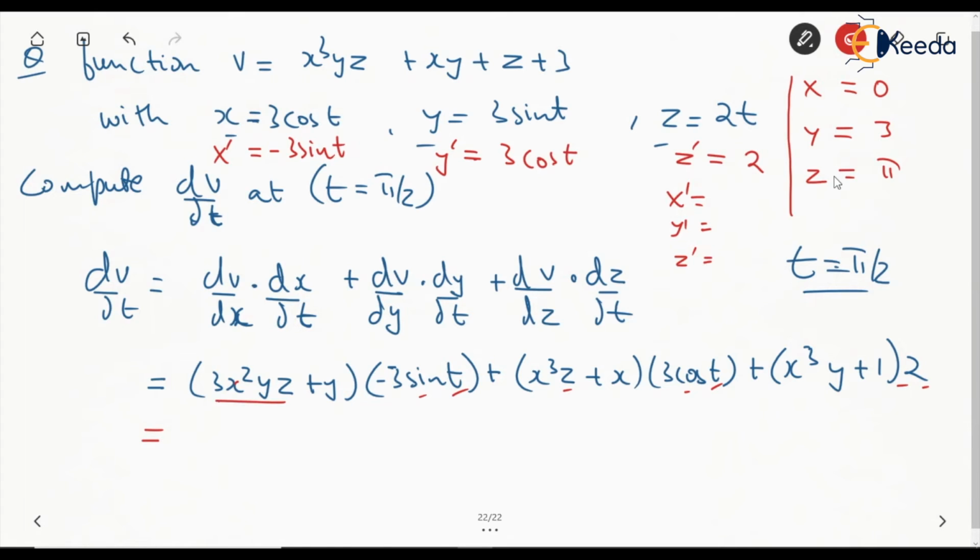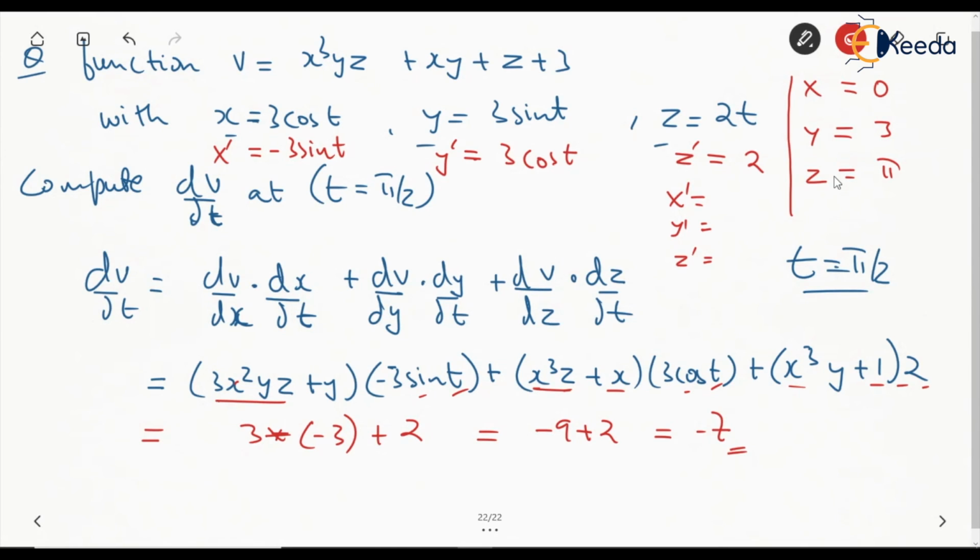This term will become 0. So y will be left, and y is 3, and then multiplied with minus 3 sin t. So this will become minus 9. Then again this term will become 0. This will also become 0, since x is equal to 0. So nothing is here. This will become 0. This 1 will be there, and 1 into 2 will become plus 2. So this is minus 9 plus 2 equal to minus 7.